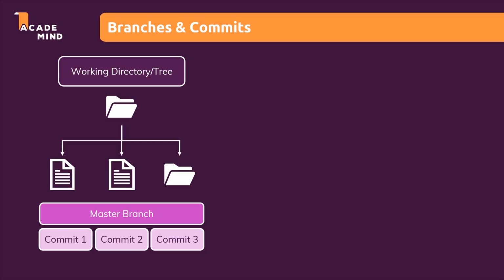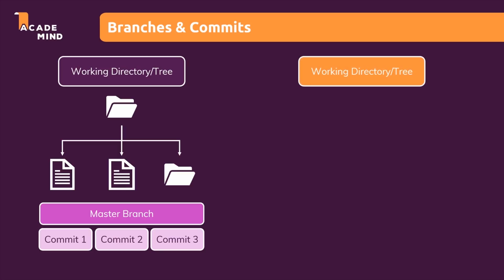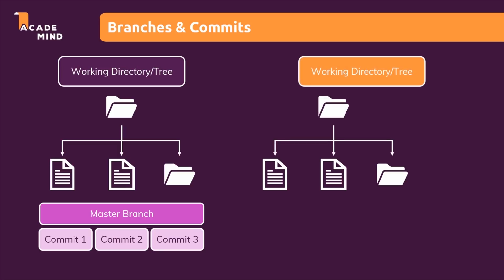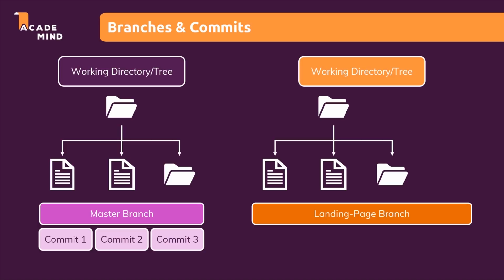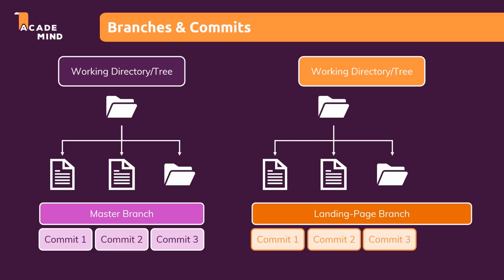With a branch, you can create a whole copy of your working directory, so with the folders and the files as we had it before. But this branch is now not the master branch, but it could be the landing page branch, just to give it a name here. And this landing page branch contains all the previous commits you had. But if you now add additional code, additional files, or if you change it in general, then these changes will only be applied in this landing page branch, but not affect your master branch.